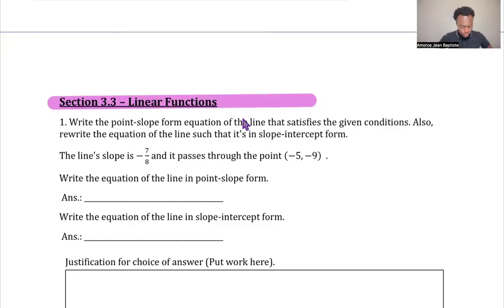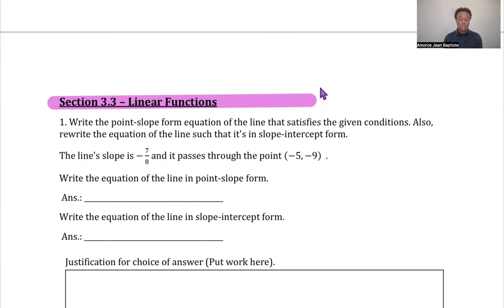Okay, so this is section number 3 of chapter 3. We will be discussing linear functions, well, linear functions or linear equations. Linear functions and linear equations are the same things. They're the same concept.